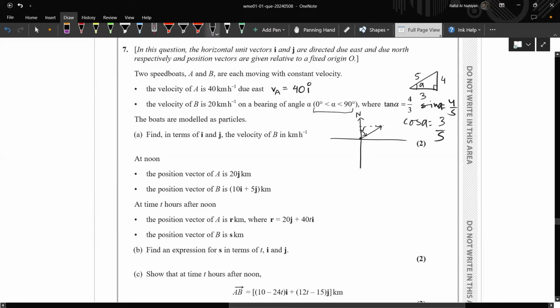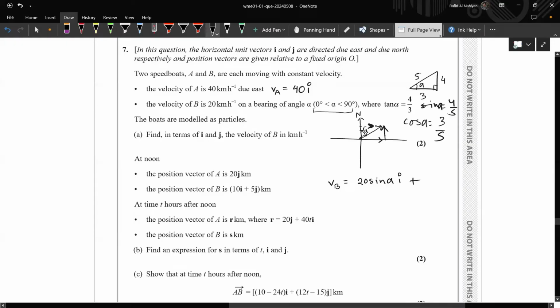So the velocity of B is VB equal to, so this is actually part A. They're asking for the velocity of B in terms of i and j. So VB is going to be made of these components. This is the direction, so the horizontal component is this. And what is this component going to be? As this is alpha, and this is opposite of alpha, we're going to take sine alpha. So it's 20 sine alpha i, plus the vertical component is here.